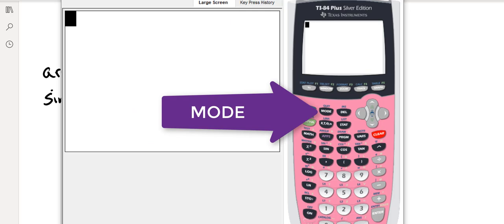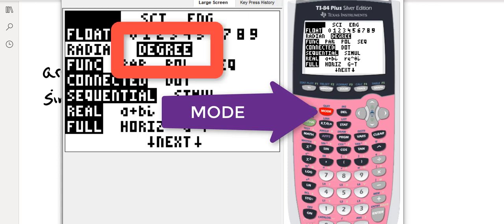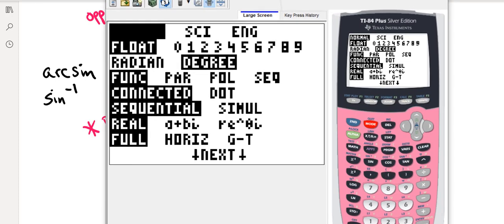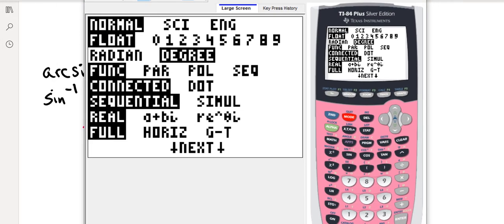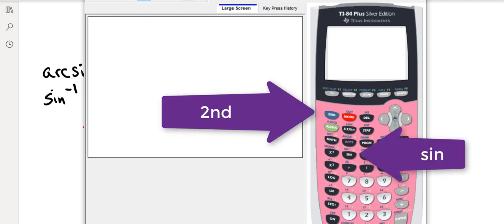Now, just a quick review to make sure you're in degree mode, hit the mode button. And then there we go. So we want to make sure our calculator is set on degree. Now here we had the fraction of 13 over 33. So to get to arcsine, it is right above the sine button. So you have to hit the second key first. So we'll go to the home screen. So hit second and then mode. Now to get to arcsine again, hit second and then sine. And that gives us arcsine.